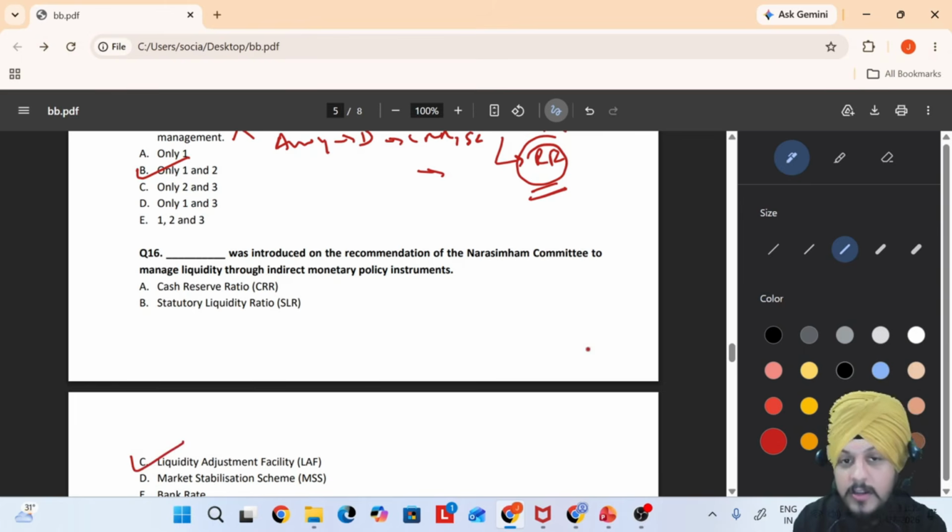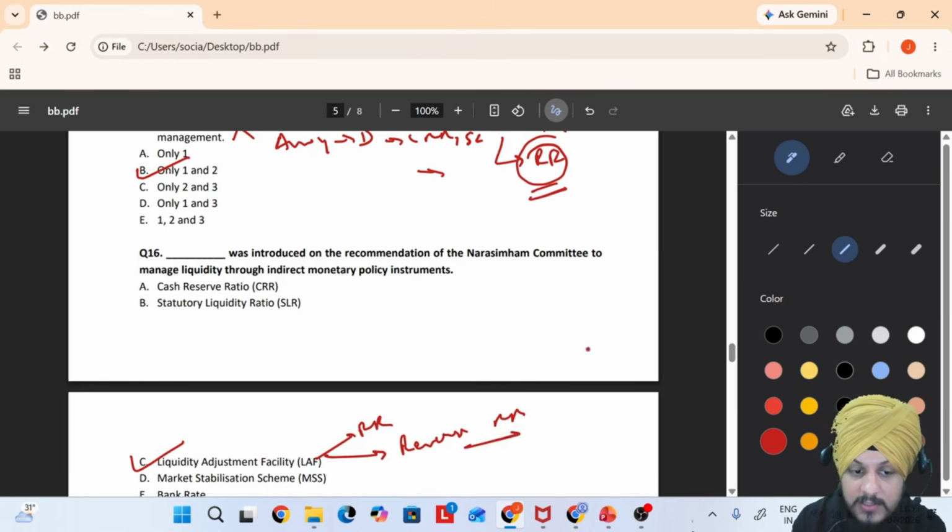And this liquidity adjustment facility includes what? It includes the repo rate and reverse repo rate. These operations are included, and these operations were recommended by the Narasimhan Committee. So that is why C is going to be the correct answer to this question.